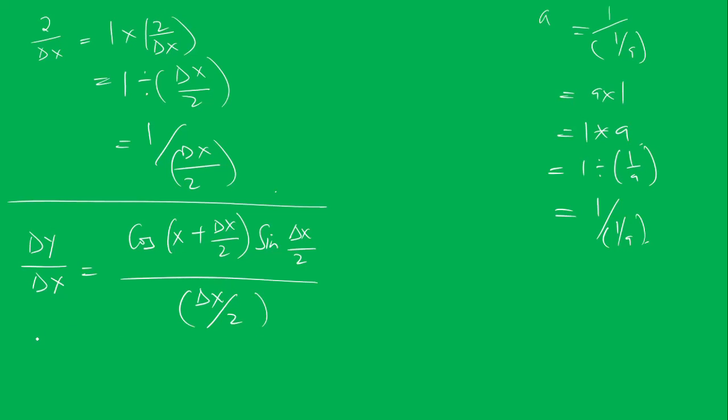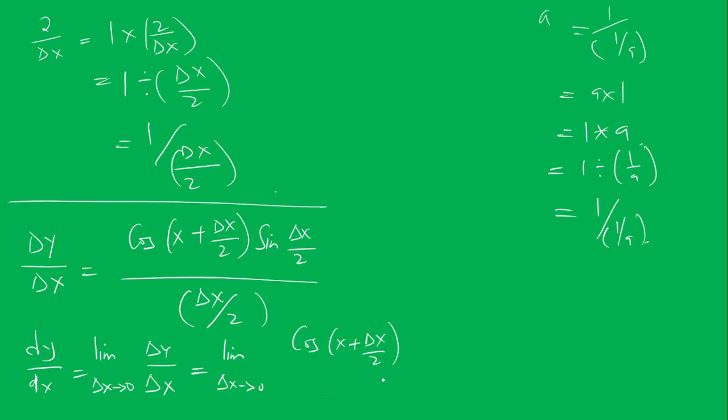Now, you know, dy all over dx, according to the law of the derivative, is equal to the limit when delta x tends to 0 of delta y all over delta x, which is equal to the limit of delta x tending to 0 of this expression, which is cos x plus delta x all over 2 times sine delta x all over 2 divided by delta x all over 2.